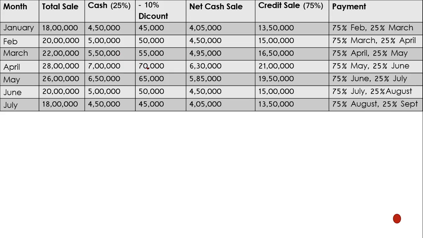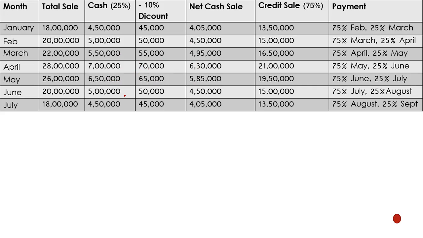10% of 7 lakh is equal to 70,000. So 7 lakh minus 70,000 is equal to 6 lakh 30,000. 10% of 6 lakh 50,000 is equal to 65,000. 6 lakh 50,000 minus 65,000 is equal to 5 lakh 85,000.